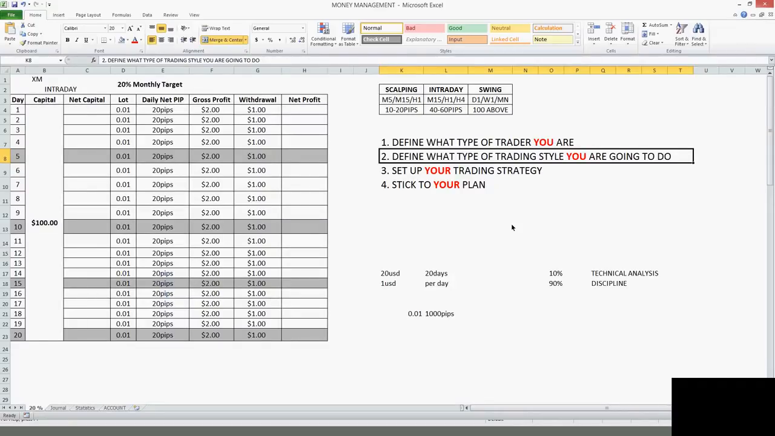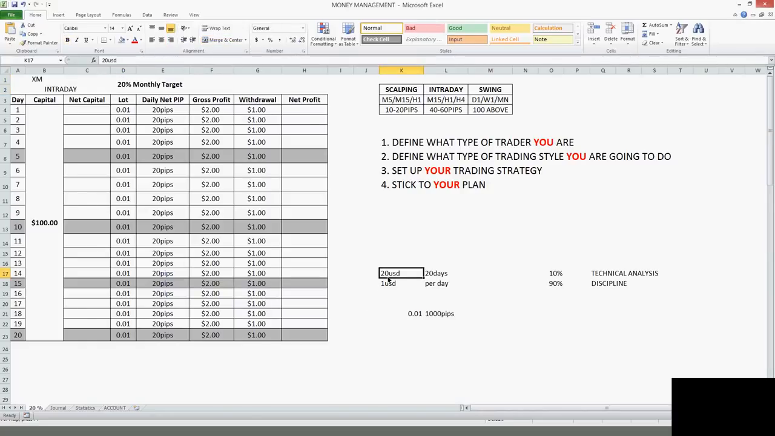So when you have the trading style that you're going to go with, then you need to identify the time frames that you're going to go into. So you need to find re-entries at this particular time frame. And then you need to set your trading strategy. All right. So based on this strategy, let's just say that I want to aim for 20% on a monthly target. So this 20% of $100, that's 20 USD.